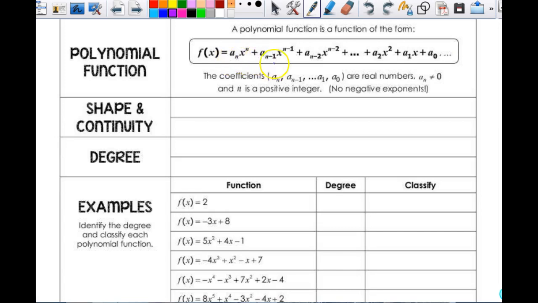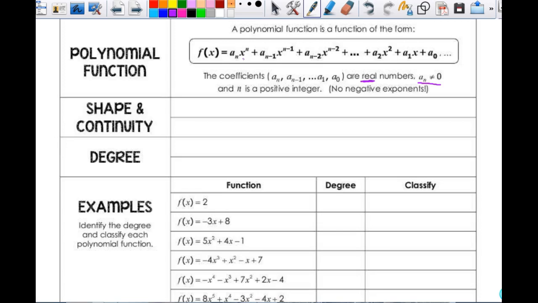But the coefficients here, a sub n, all these, I know these things make you feel weird and push you out of your comfort zone, but it's not really this bad when we get into it. The coefficients, or the numbers in front of our variables, are real numbers. Okay? And a sub n cannot equal 0, because if this first coefficient equals 0, then that zeroes out this whole term and we don't actually start with x to the n. So it's kind of a no-brainer.